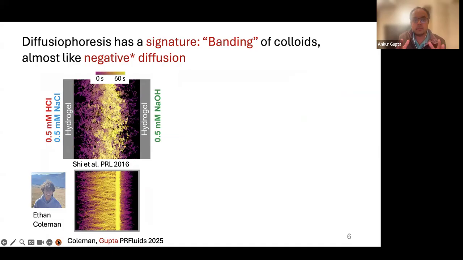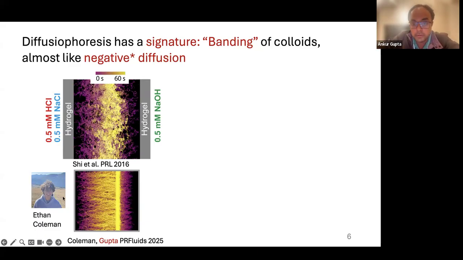So I want to give you this example, which is a very beautiful experiment that came out almost 10 years ago from Todd Squires' group at UC Santa Barbara, where they took this hydrogel and created this beautiful 1D gradient using HCl, NaOH, and NaCl. So the idea was to create a pH gradient and a salt gradient. And in some conditions, what they were able to see was the particles were initially uniform, and they all moved toward the middle and created this band in the center, a beautiful focusing region in the center where they basically stay.